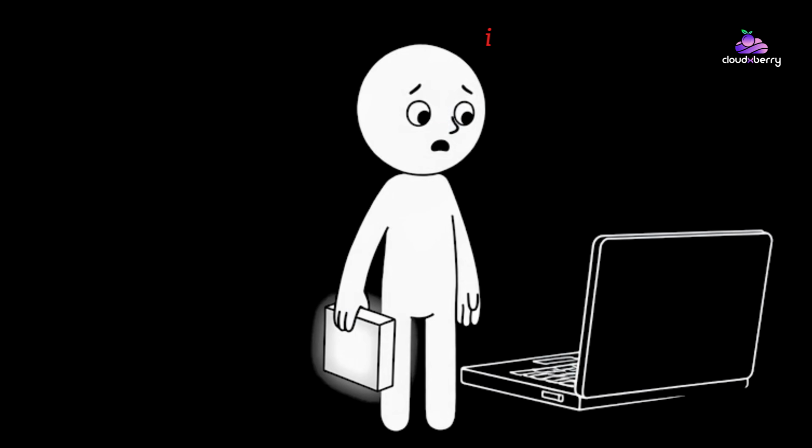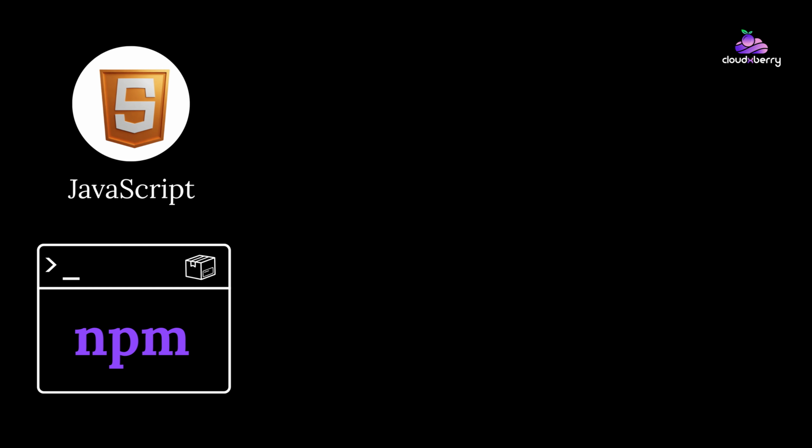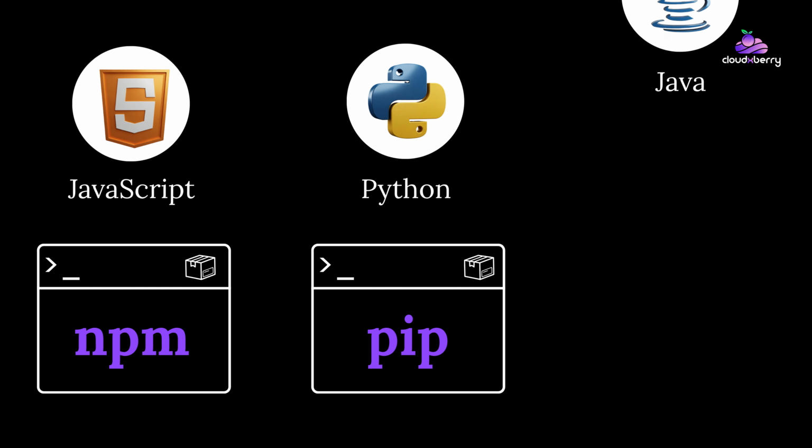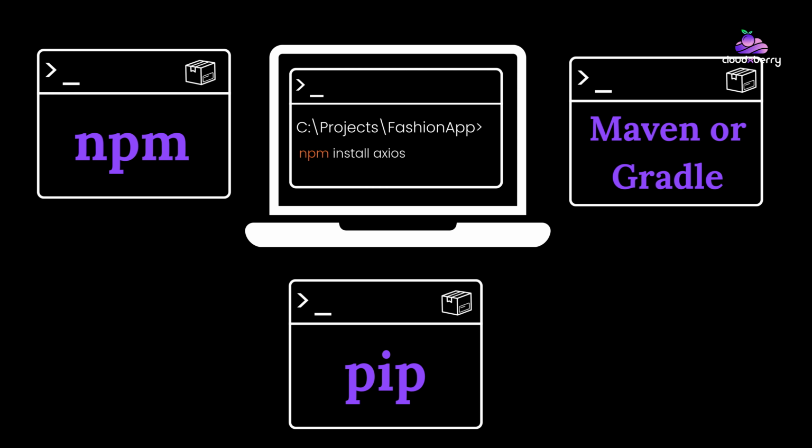And when you need something that isn't already built into .NET, you use NuGet. It's the package manager for .NET. If you know JavaScript, think NPM. If you know Python, think pip. If you know Java, think Maven or Gradle. You search for what you need, install it, and start using it.